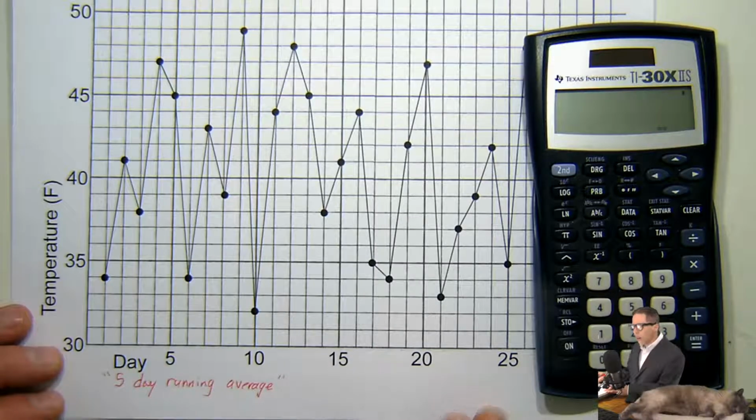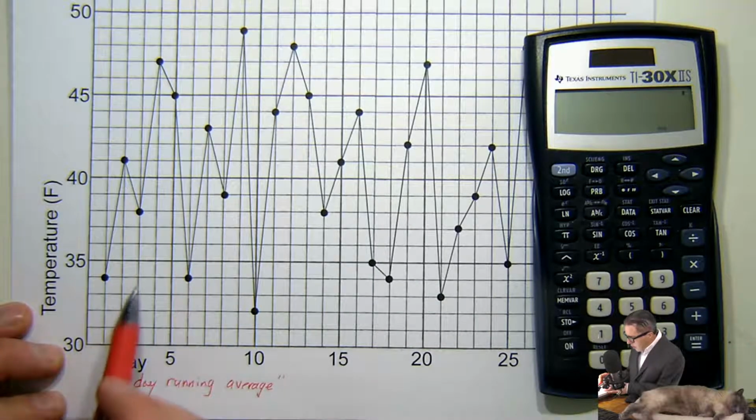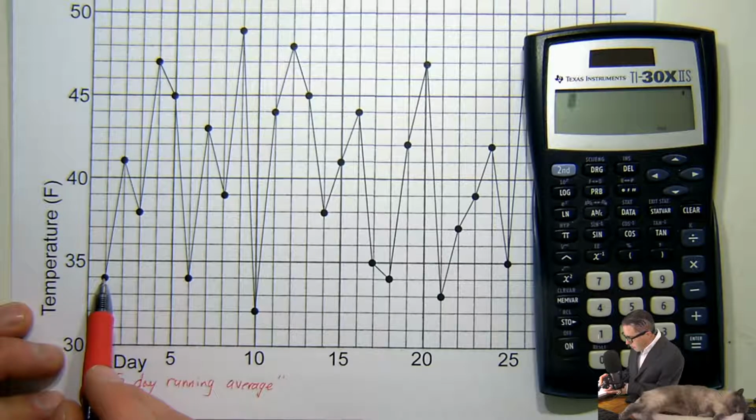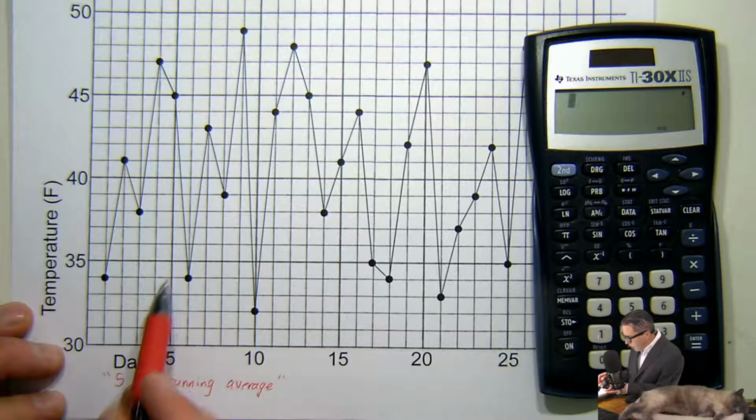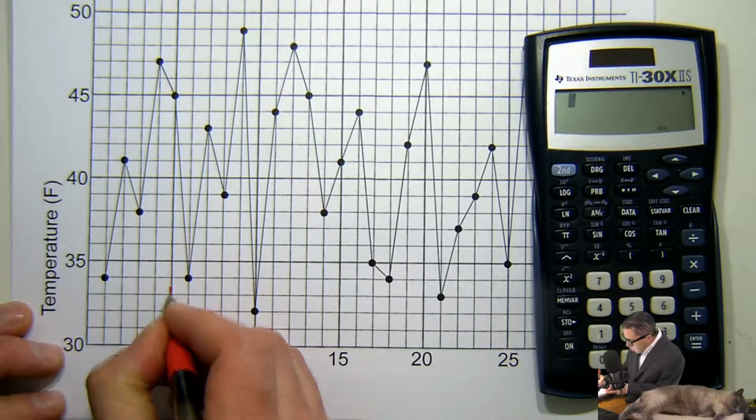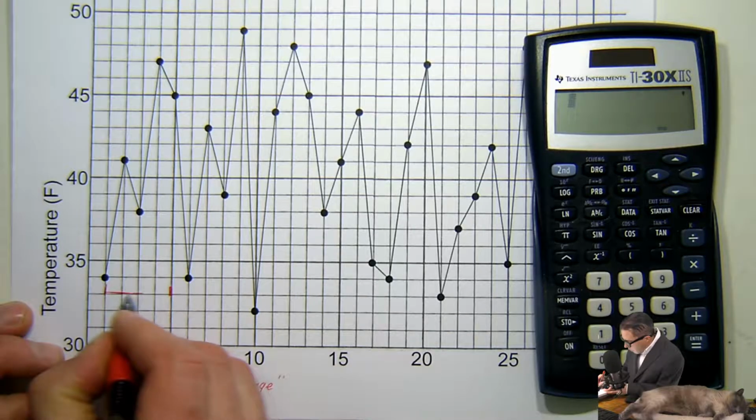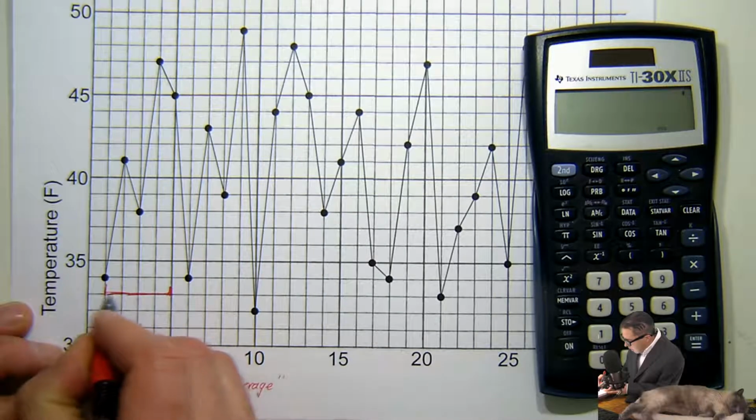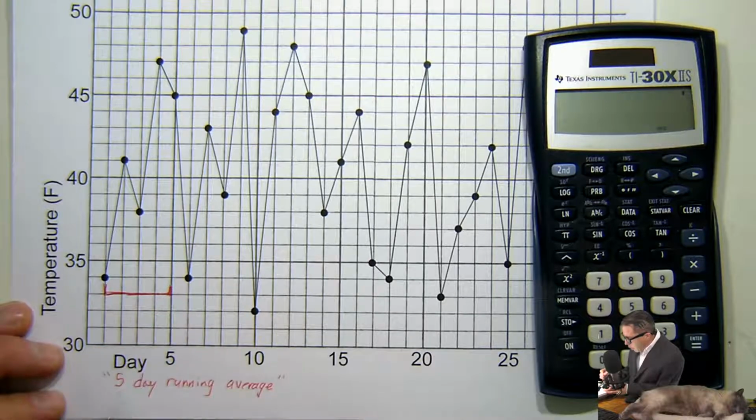Okay. All right, so here's how this works. First, I'm going to take the first 5 days, 1, 2, 3, 4, 5, and I'm going to make a window of this first 5 days of data, and I'm going to calculate what the average of that 5 is. I'm going to plot it in the middle of the window.